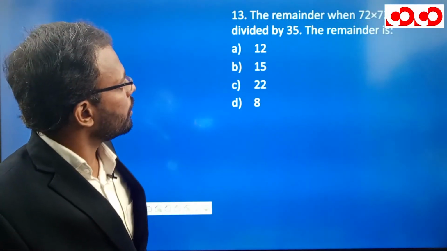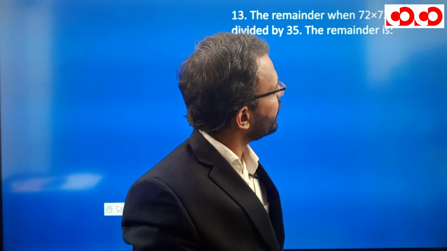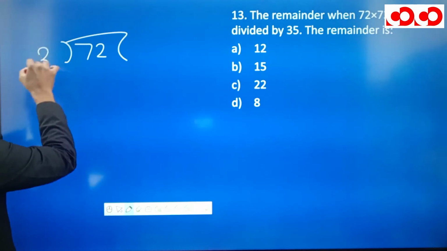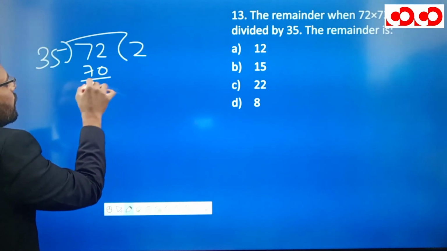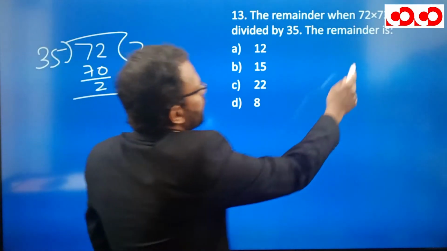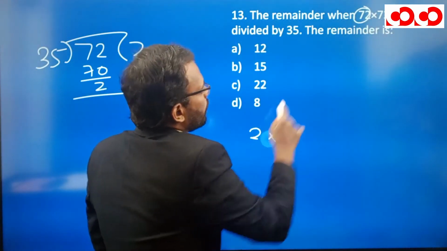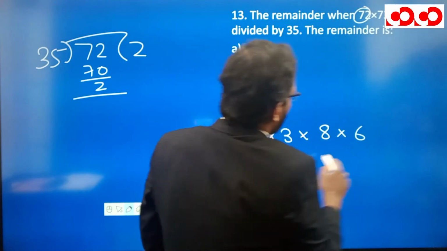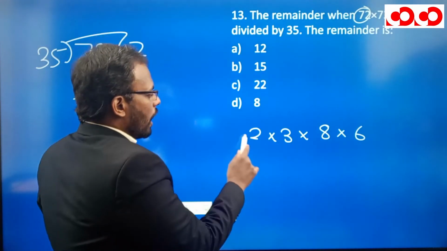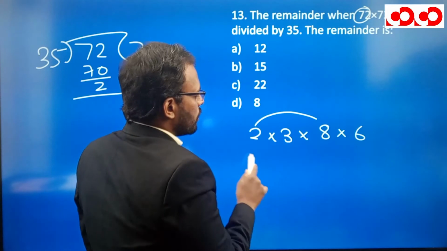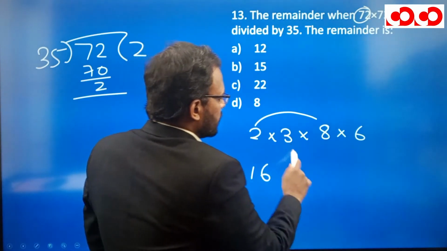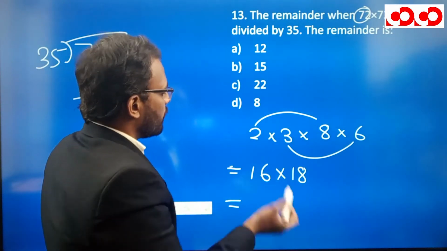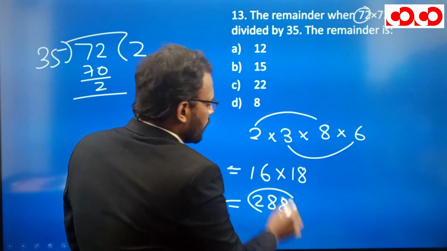So here is the other question. The remainder when 72 into 73 into 78 into 76 is divided by 35. Now suppose I take 72 and divide it by 35. You know that 2 sevens are 14, 2 fives are 70. The remainder is 2. So the remainder for 72 is going to be 2. Remainder for 73 is going to be 3. For 78 it is 8 and for 76 it is 6. Now what is the remainder for this? I know that 2 into 8 is 16 and 3 into 6 is 18, and 16 into 18 is 17 square minus 1. 17 square is 289 minus 1 is 288. So 288 is the number which I am getting.